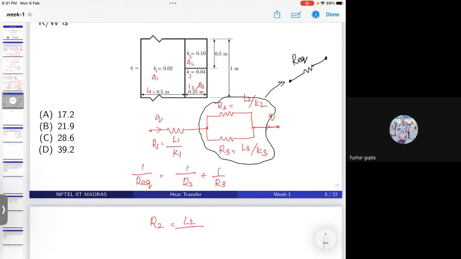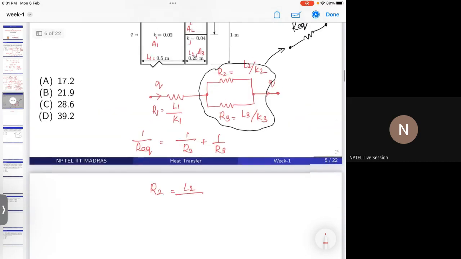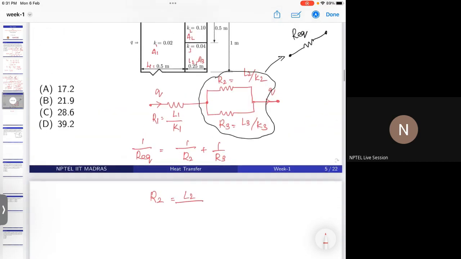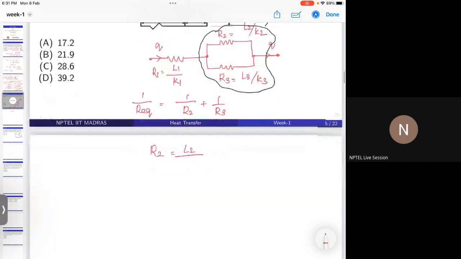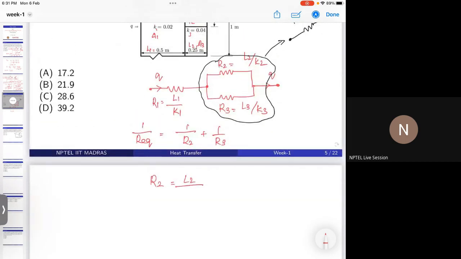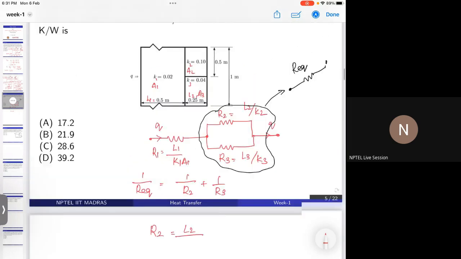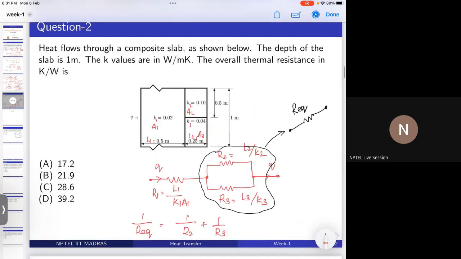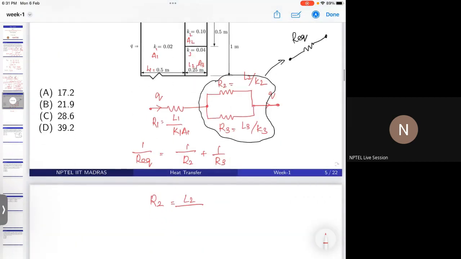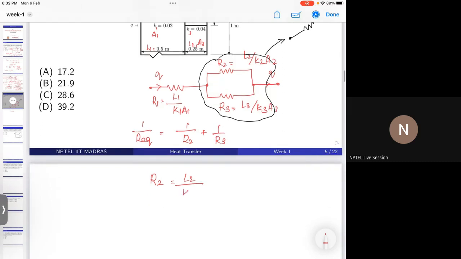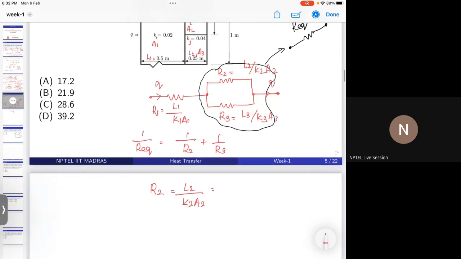The answer is 64.28. No, sorry, please check the answer. It should be one within A, B, C, D.